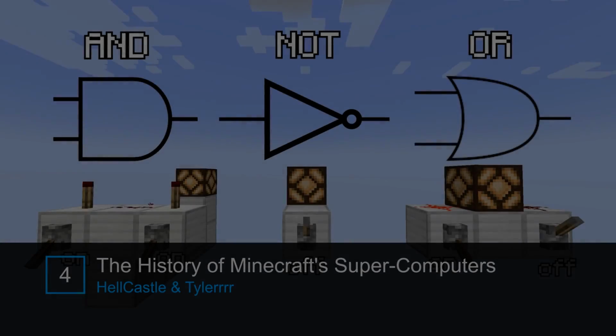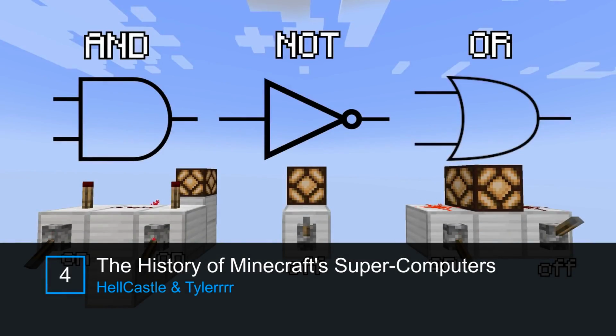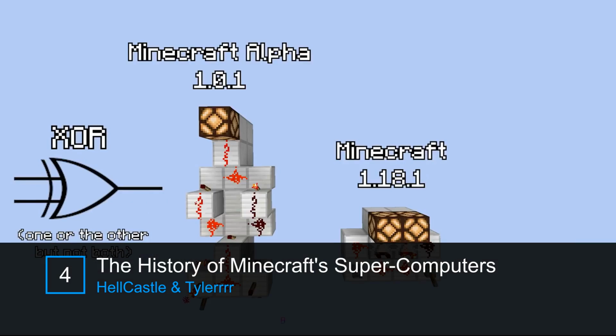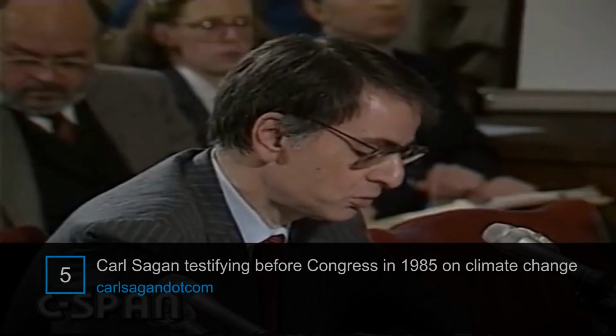So, all you need to know is that a logic gate is how multiple inputs interact with each other. They make up everything about computers.